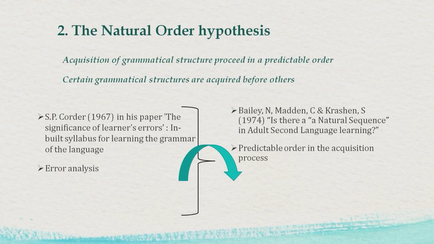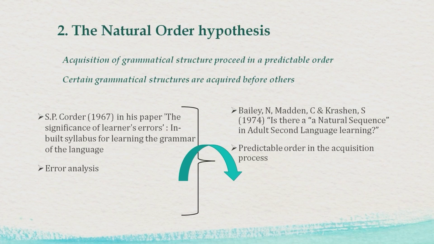And one more important thing that we need to be thinking about right now is errors. For decades together, errors of students have been looked down upon as a mistake or as a deficiency on the part of the learner. And people like S.P. Corder changed that completely by saying that errors are not deficiency. Errors have to be looked at as a kind of learning milestone.